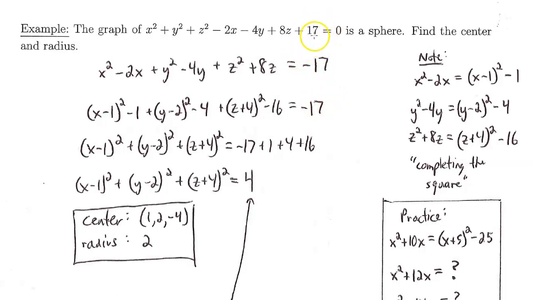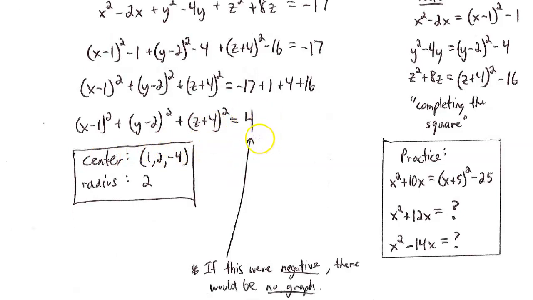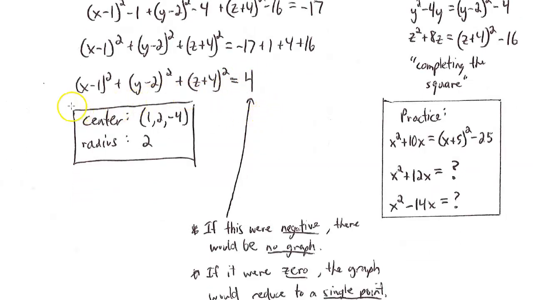If this 17 were much bigger, then we'd have a much more negative number on the right side, and it's possible that when you work this out, this number ends up being negative. Well, if you take a square root of a negative number, you get an imaginary number. So if this number on the right were negative, you wouldn't even have a sphere, it would be no graph.